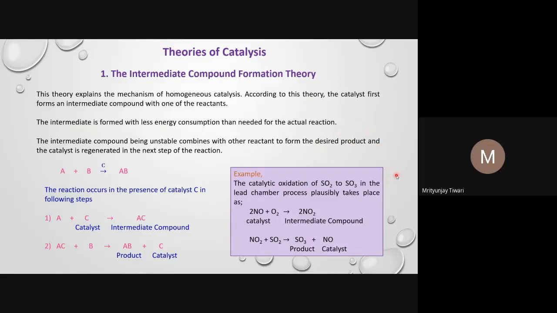Because it is unstable, it will go further into the next phase of the reaction to form a stable product. The barrier in the next step is also smaller, so the reaction will happen. Finally we obtain the product, and the catalyst is released during the reaction. The intermediate compound, being unstable, combines with the other reactant to form the desired product, and the catalyst is regenerated in the next step. The catalyst is now available to catalyze the next reaction.